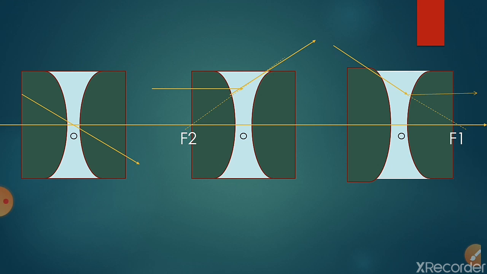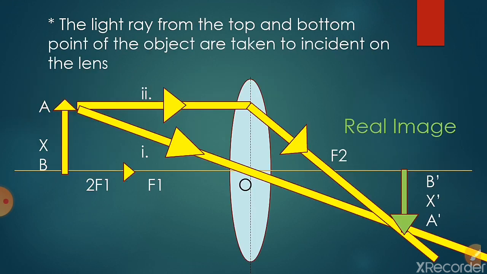Now here in the third figure, in the last figure, you can see the light ray incident on the lens in such a way that it is directed to the first focal point F1, but now in the presence of the lens there is a refraction and the ray will emerge parallel to the principal axis. So these are the three principal rays I am talking about. Now see the next page.